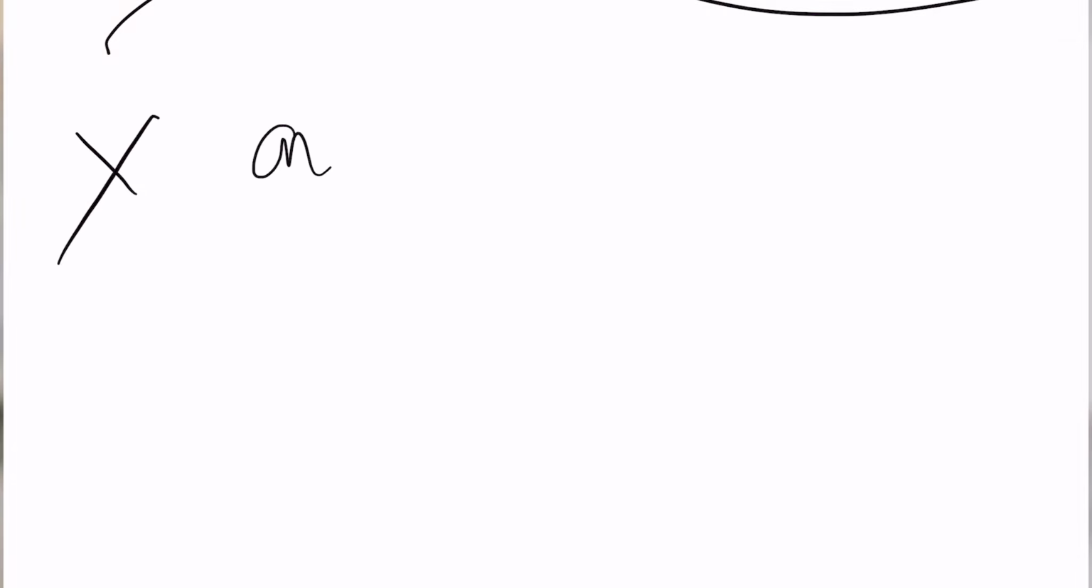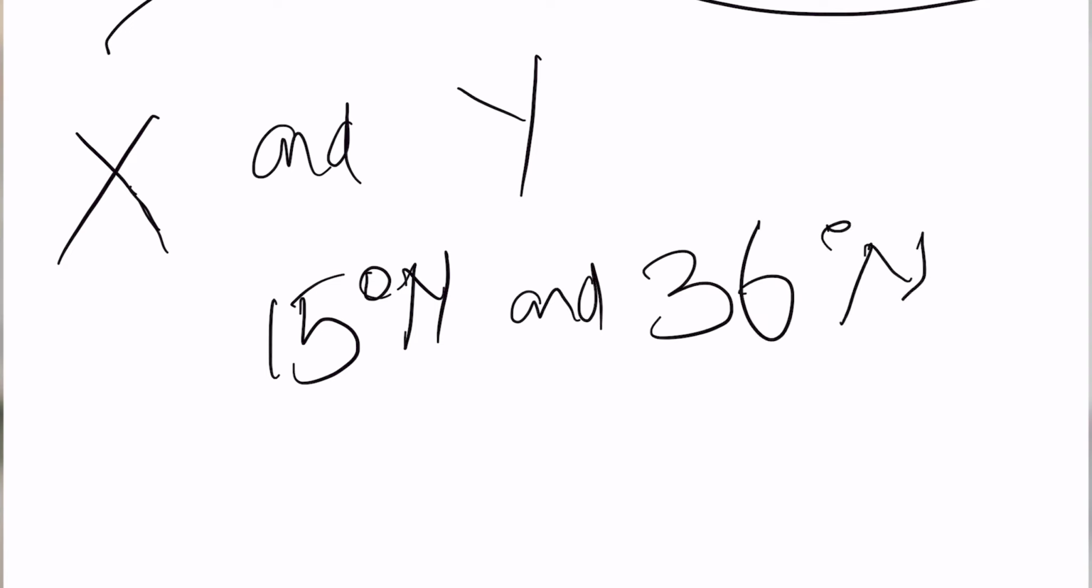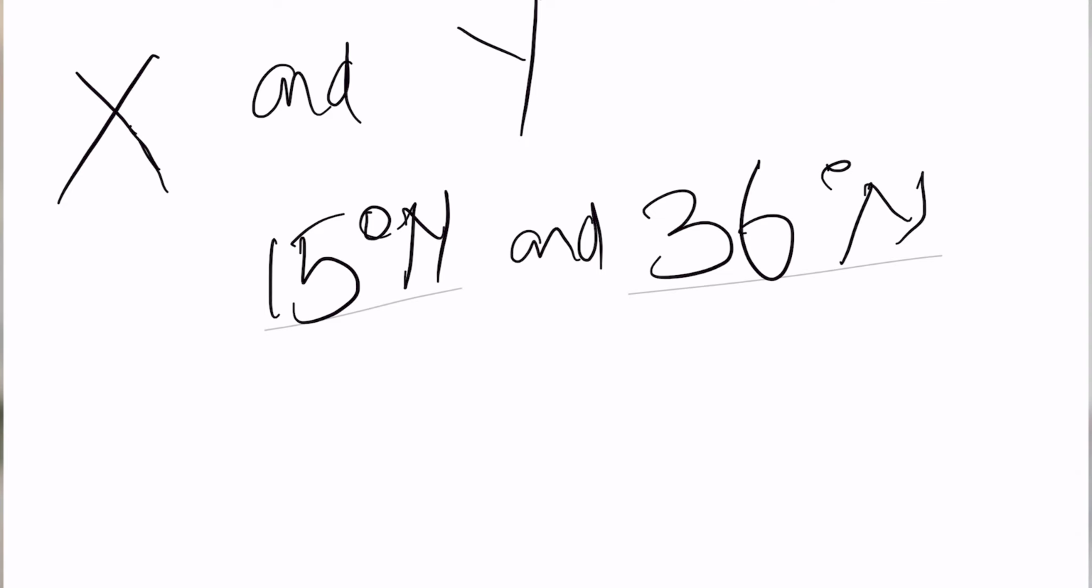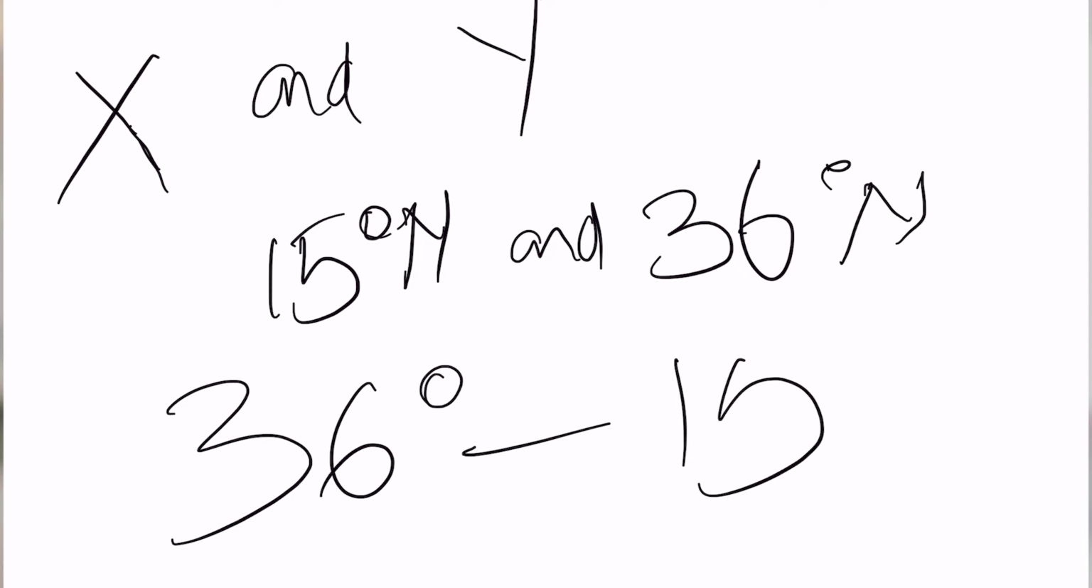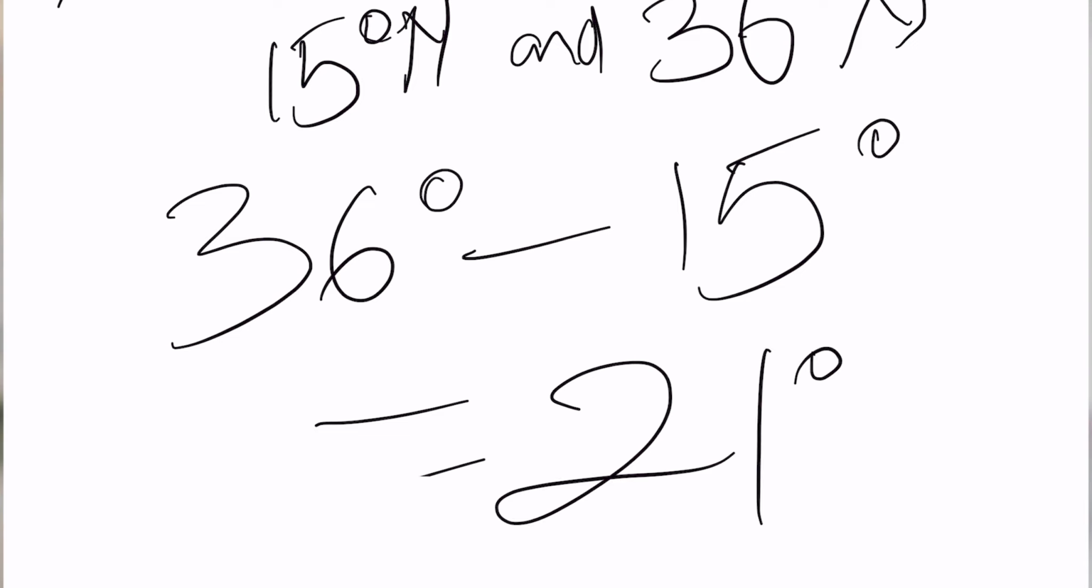So X and Y lie on the same meridian, where their latitudes are 15 degrees north and 36 degrees north. Now we need to find the distance XY measured along the meridian. To solve this, what is the first thing we are going to do? We are going to subtract these latitudes from each other. So we have 36 degrees minus 15 degrees, which is 21 degrees north.